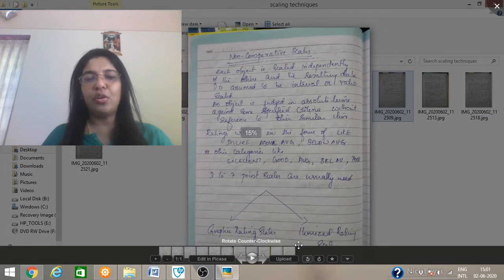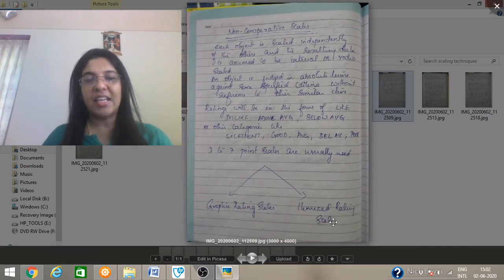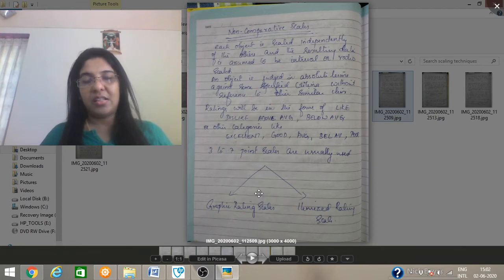So there is no need to move directly into graphic rating scales or itemized rating scales. In itemized rating scales, items will be listed one after another. We'll see more details when it comes to the next area.